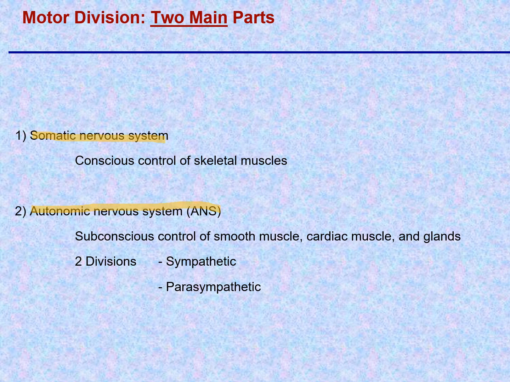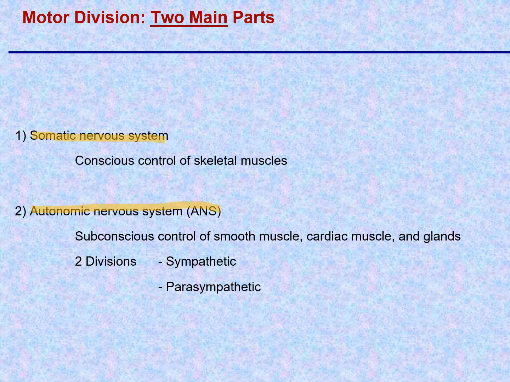So in terms of outgoing signals, that's the responsibility of the motor division. And there are two types of outgoing signals. One is formed by the somatic nervous system, which controls skeletal muscles. Skeletal muscles are voluntary tissue. You decide whether or not to contract your muscle or relax your skeletal muscles. So this is the somatic nervous system. It's a consciously controlled system.